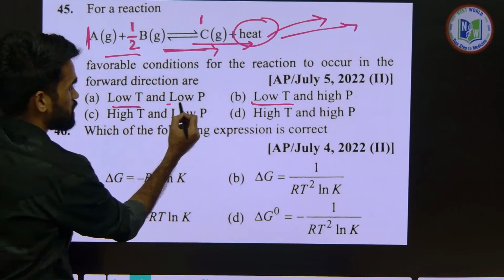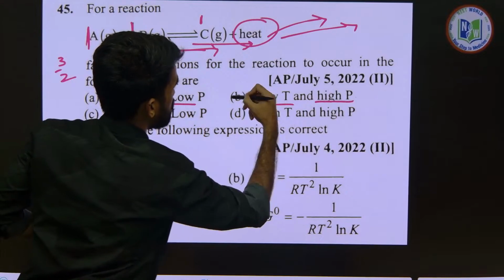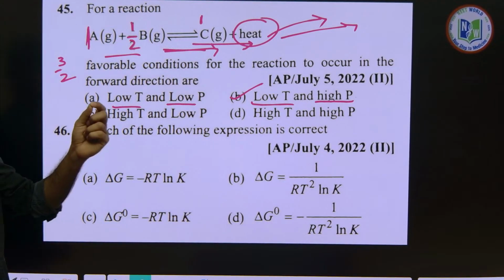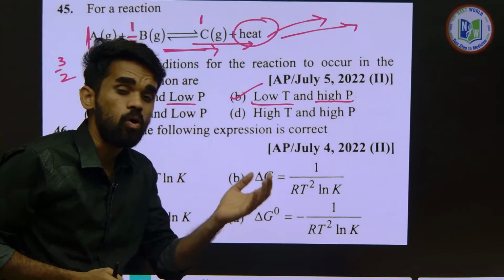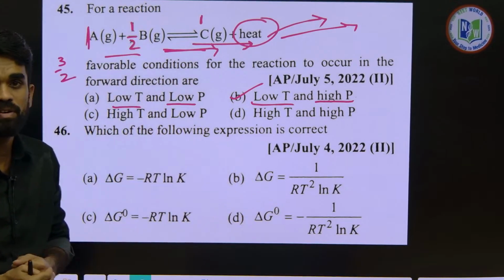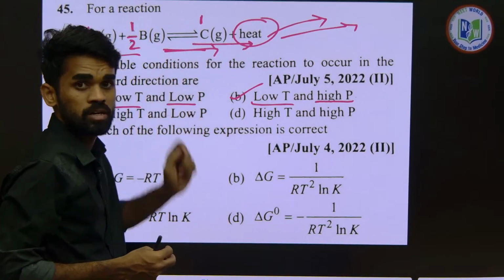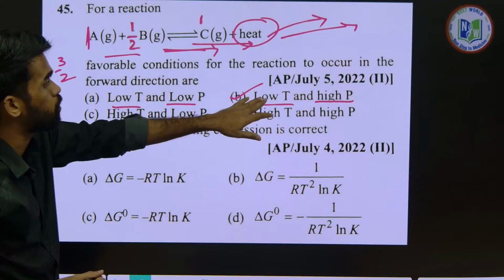So this is low pressure maintained, this is high pressure maintained. So that's it. Okay, this will be the perfect answer. Okay, for the same question, if they ask how can we make it backward, like the backward reaction, what are the favorable conditions for backward, just take the opposite of these two.